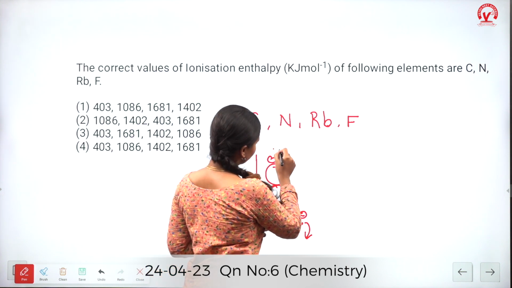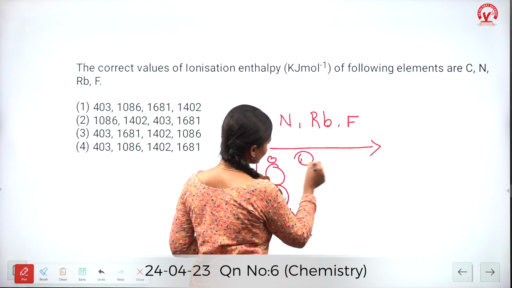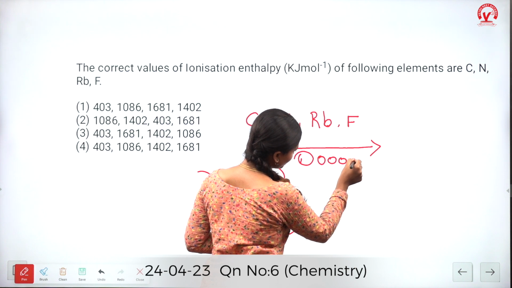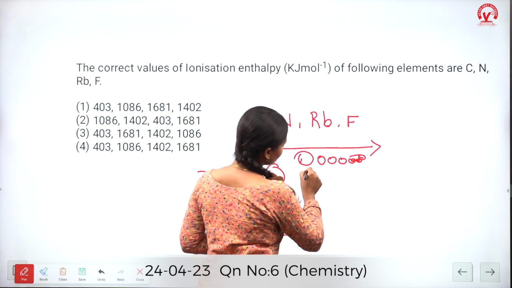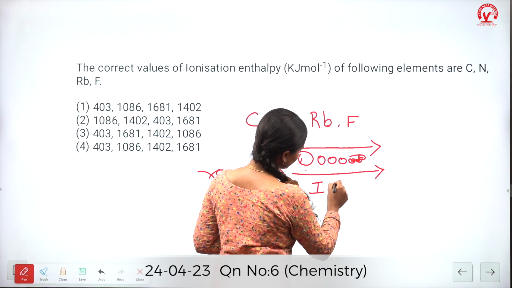In the periodic table, from left to right, the size of the atom decreases. So we have to put in more energy to remove these electrons. So from left to right, the ionization enthalpy increases.